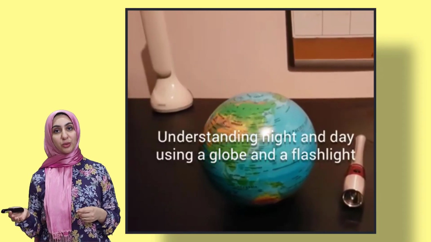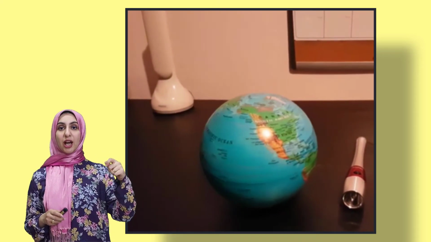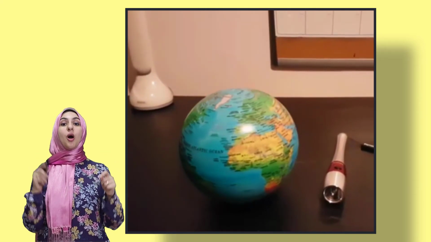Now we reach the activity time. We will need a torch and a globe. This activity will show us how day and night happen. As you can see here, we have a flashlight or torch and we have a globe. Okay, shine the flashlight, which represents the sun, horizontally on the globe.